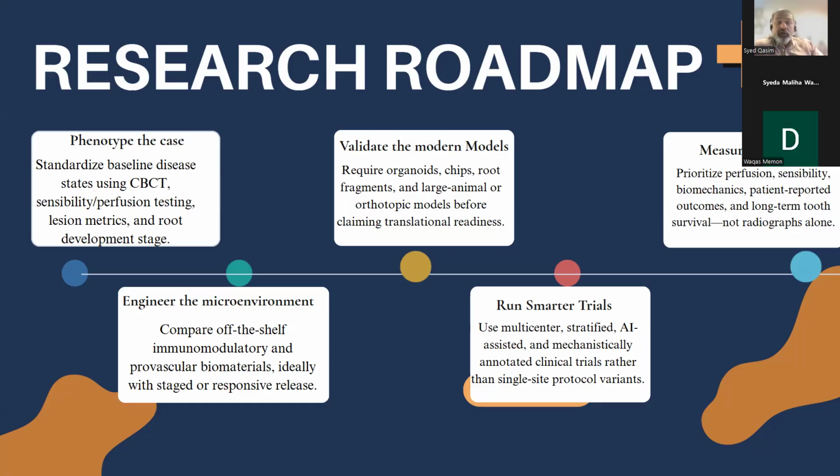Measure function: prioritize perfusion, sensitivity, biomechanics, patient-reported outcomes, long-term tooth survival, not radiographs alone. Okay, so not just taking periapicals, bitewings, or CBCTs. Take patient information, systemic information. How has there been a root canal done in the past? Was any therapy used? What was the outcome? Okay, so we are actually trying to, as I said, reverse engineer it using multiomics.